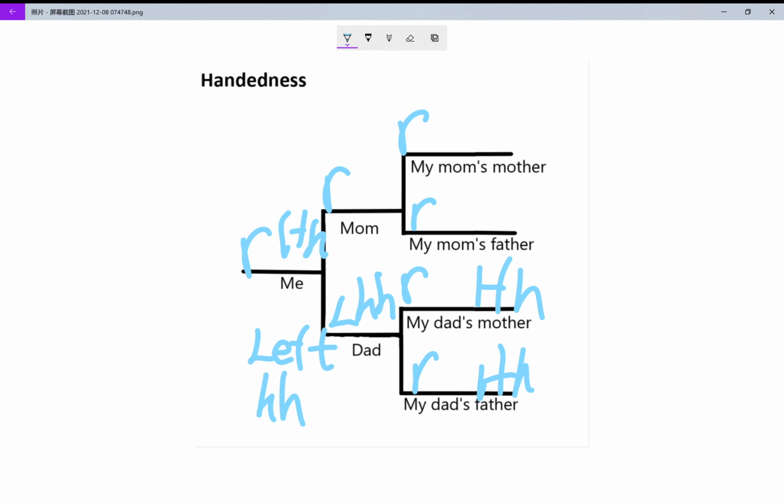So, what about my kids? If my spouse has a dimple, her genotype should be two little d. Then my kid's genotype can be a big D with a little d or two little d. They're not going to be two big D.